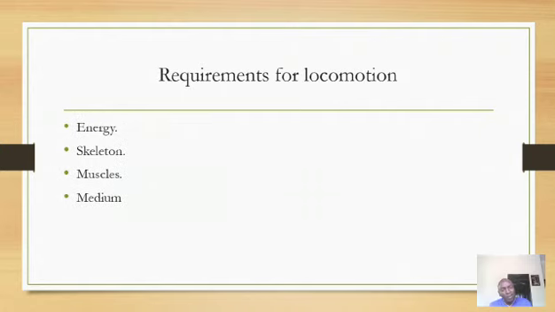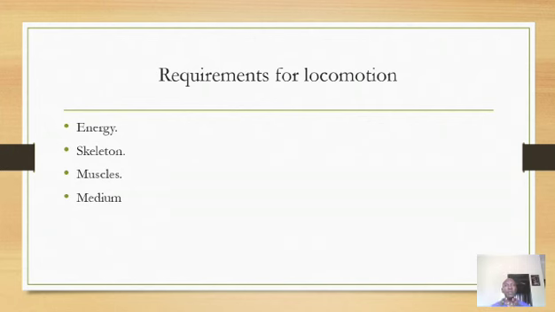What are the requirements for locomotion? In other words, what do organisms need in order to locomote? One, there must be energy. You realize that when you're very sick, you don't have energy. You can't move from one place to another. Therefore, you must have energy in order to locomote.